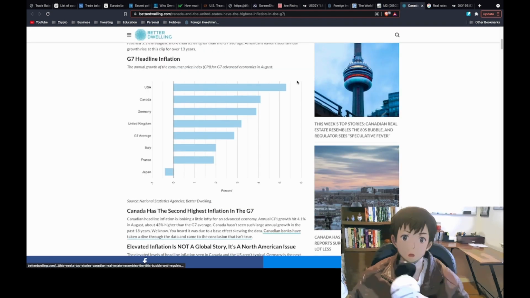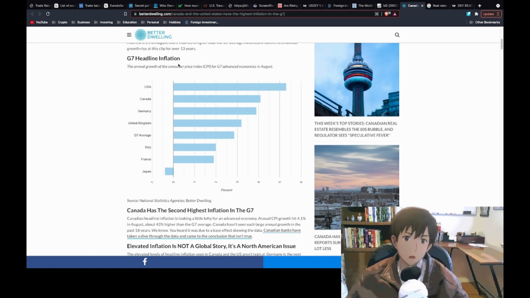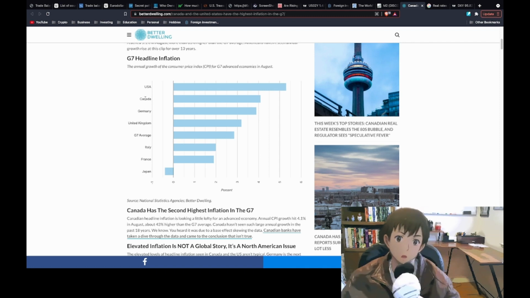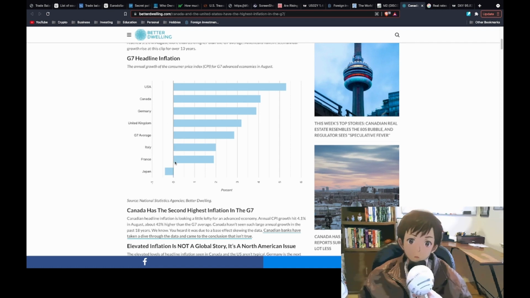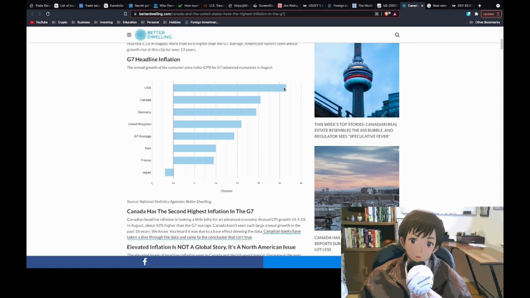And as you can see here, this is the G7 headline inflation. So the G7 average is just under 3%. These are the 7 large, really Western powers, I guess you could call them: US, Canada, Germany, United Kingdom, Italy, France, and Japan. And out of these 7, you can see that Japan actually has deflation, and the United States has quite a bit more inflation than the rest of the countries.